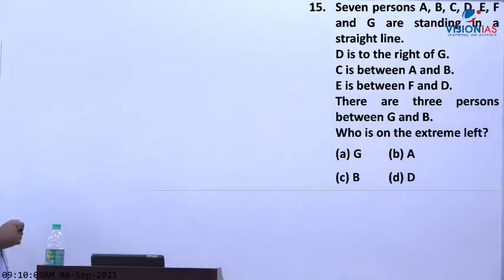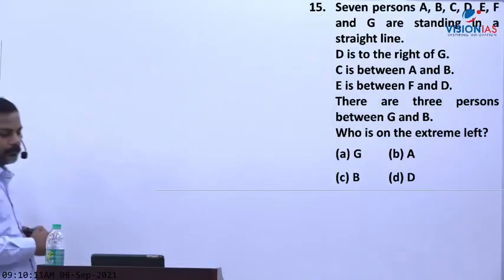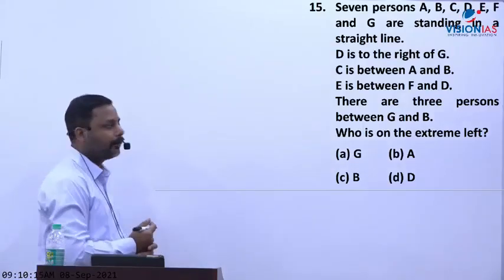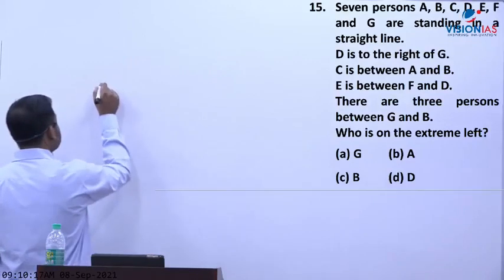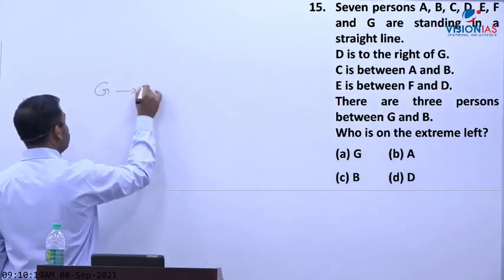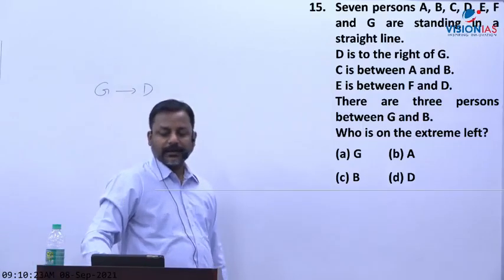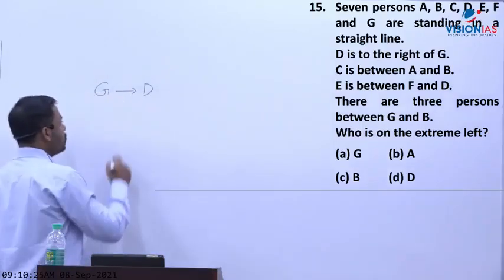So let's solve this. The first point is D is to the right of G. So on the right hand side of G, we have to place D. C is between A and B. So C is between A and B.